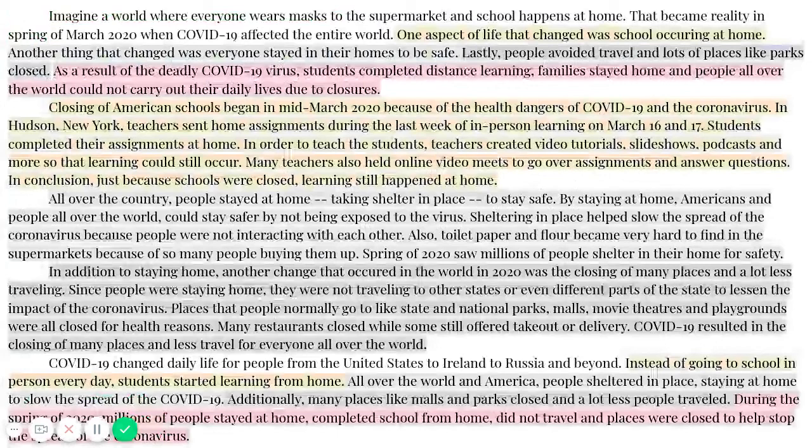So my thesis statement was, as the result of the deadly COVID-19 virus, students completed distance learning, families stayed home, and people all over the world could not carry out their daily lives due to the closures. So that's my thesis, because I'm writing all about how the world changed during COVID. So the orange supports that because the school is closed. The green paragraph supports it because people stayed at home. And the purple paragraph talked about how many places like restaurants and parks closed.